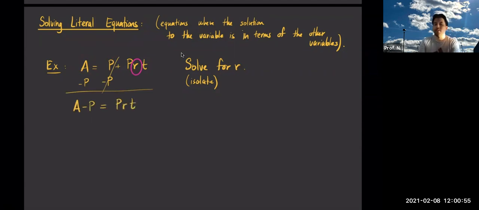And now look what I have next to the R. I have a P and a T. But they're all connected by multiplication. So then how do I undo the multiplication? Right, I need to divide both sides by the P and by the T. So the P's cancel, the T's cancel. So what am I left with? R on one side, and the rest is A minus P all over PT.